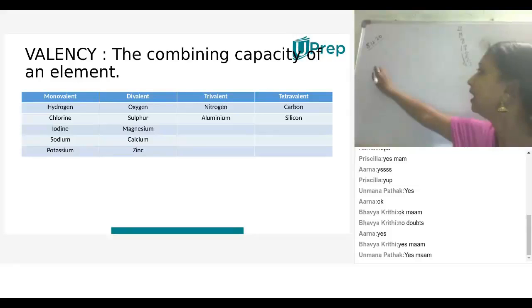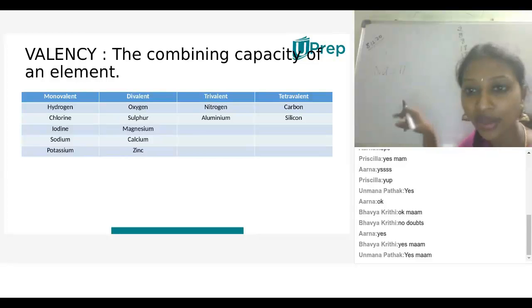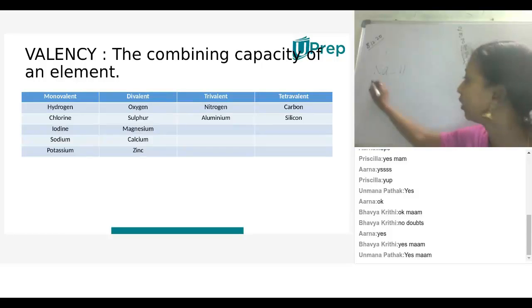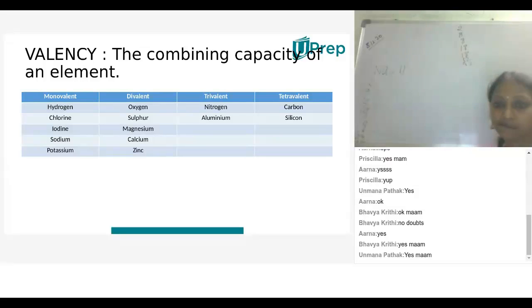Now arrange it based on this configuration. For example, I'm writing sodium. Atomic number of sodium is 11. I want to arrange the electrons in different shells. First write down the vacant places in the different shells. What is the order, children? 2, 8, 8, 18, 18, 32, 32. Understood?